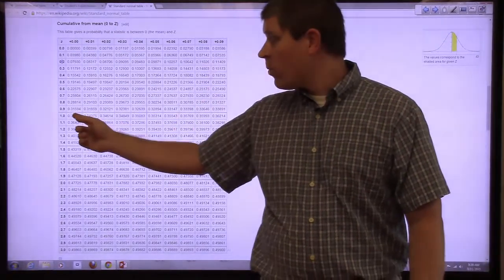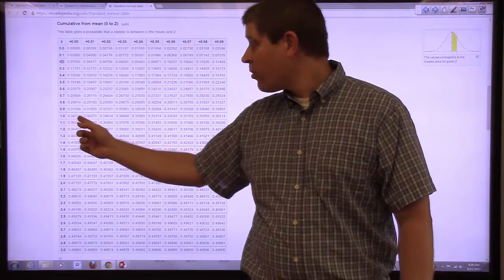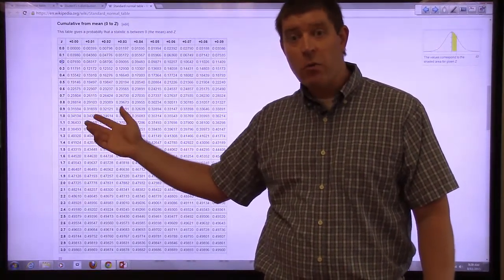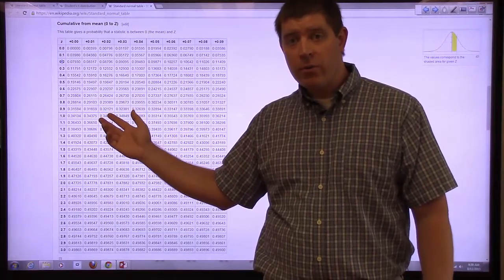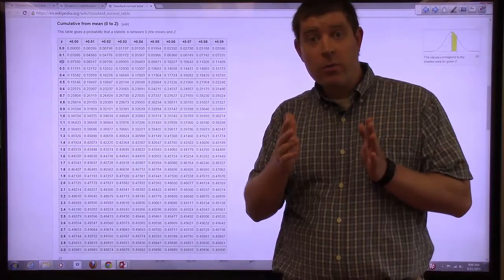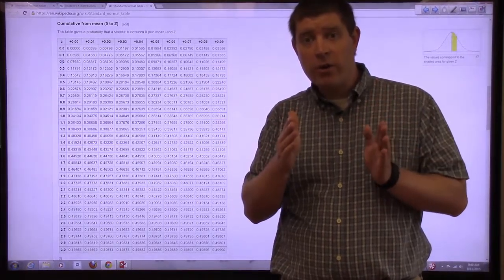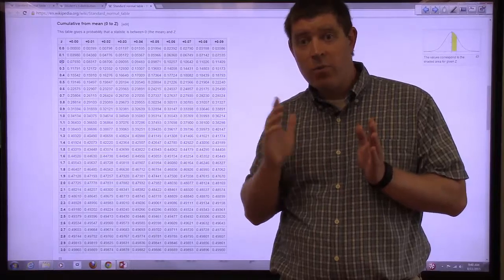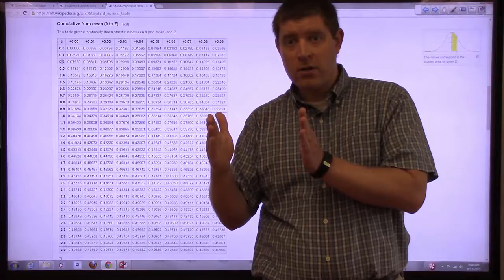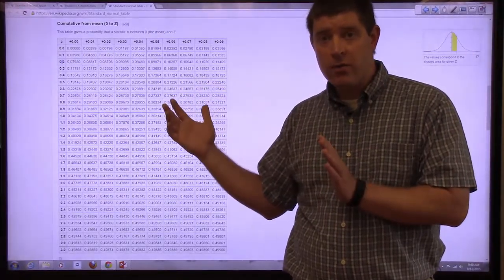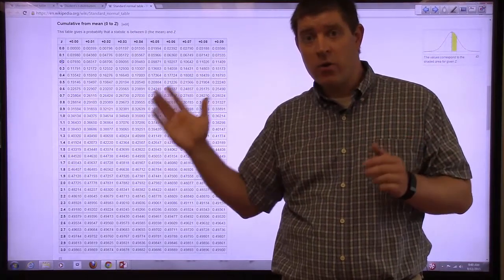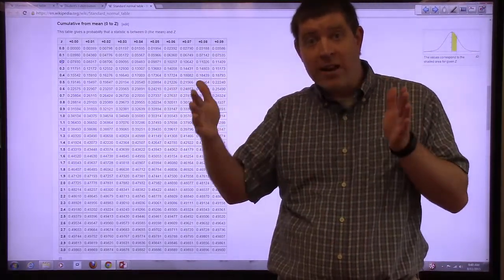If we go to 1.0, that then gives us 34.13. That's where that 34.1% comes from: 34.1% of our samples are going to be between our mean and positive z of 1, basically between the mean and the mean plus 1 standard deviation. Now you'll have the same proportion between the mean and negative 1 standard deviation. So this is not giving you a cumulative value between the mean and plus and minus 1 standard deviation. So you'll need to double these values if you're looking at plus and minus.